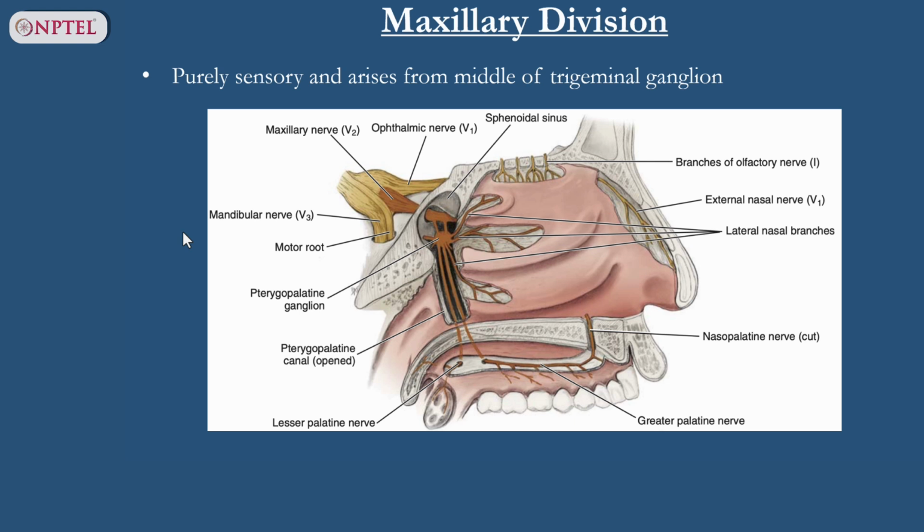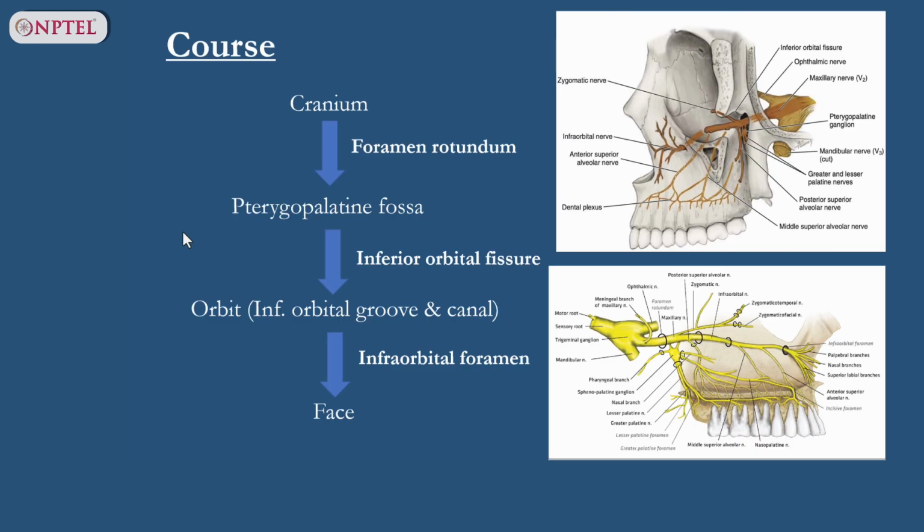The maxillary division is purely sensory and it arises from the middle of the trigeminal ganglion. The maxillary division leaves the cranial cavity via the foramen rotundum and comes into the pterygopalatine fossa. From the pterygopalatine fossa, it enters the orbit via the inferior orbital fissure. Within the orbit, it runs within the floor of the orbit in the infraorbital groove and canal. And finally, it comes out on the face via the infraorbital foramen.